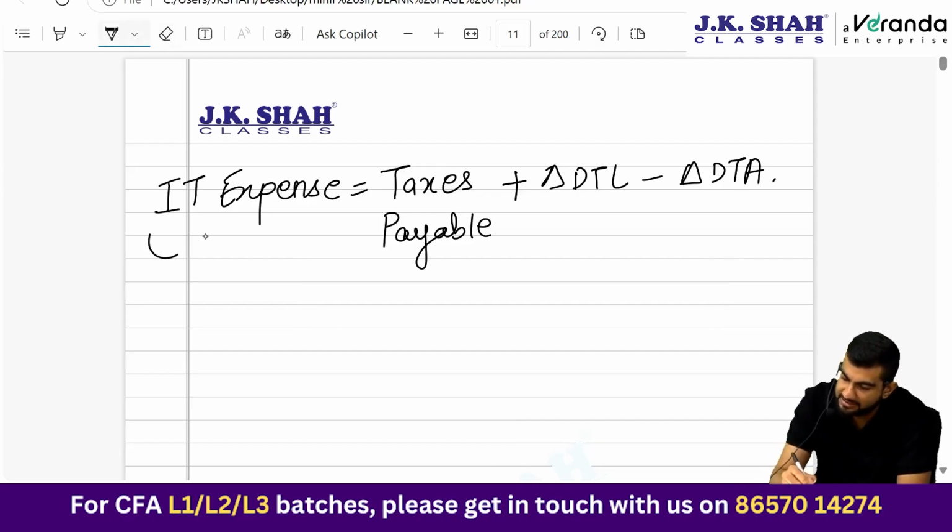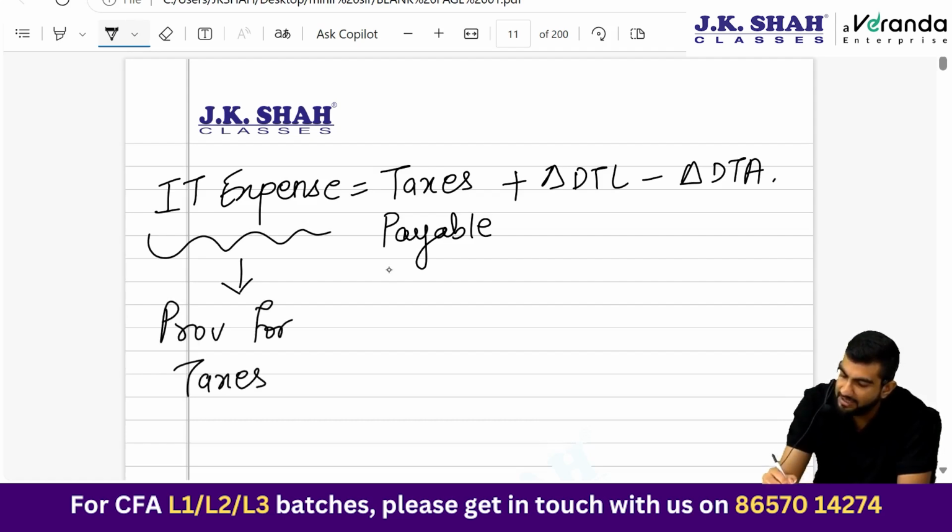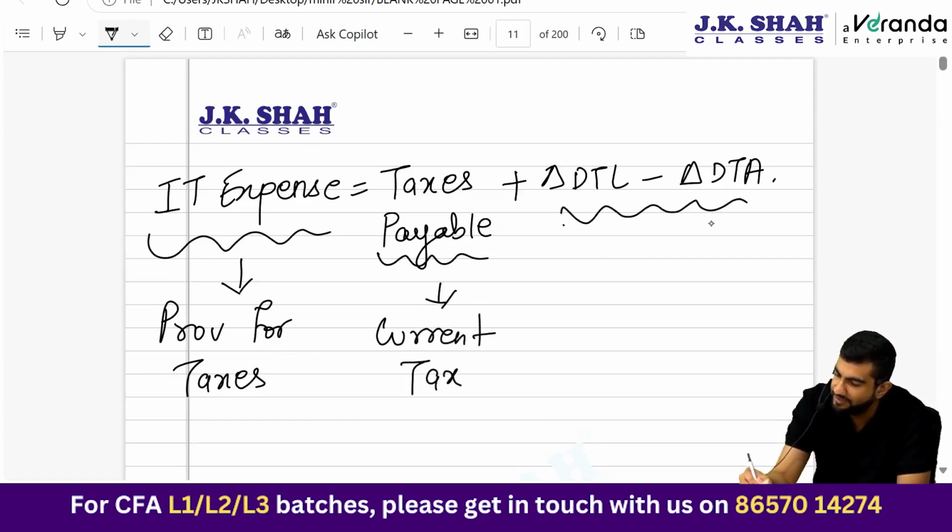I had told you some terminologies which you have to be careful about. Income tax expense, the other name for that is provision for taxes. Taxes payable, other name for that is current tax. And DTL, DTA cumulatively you call it deferred tax. Okay, do you remember all this?